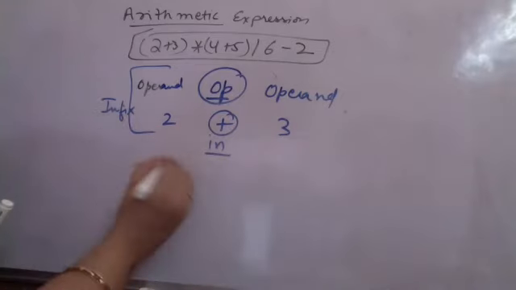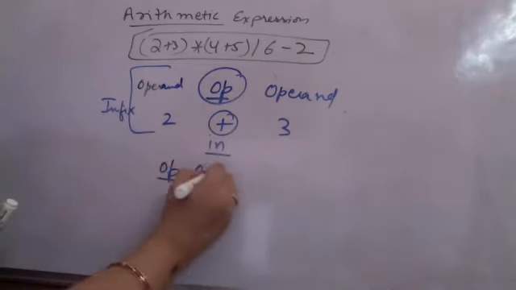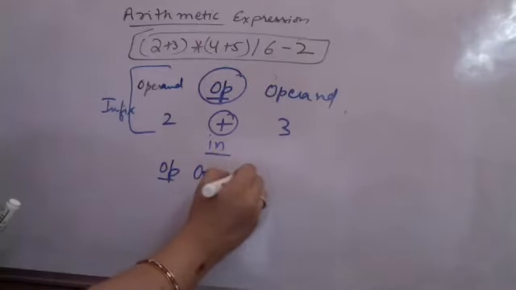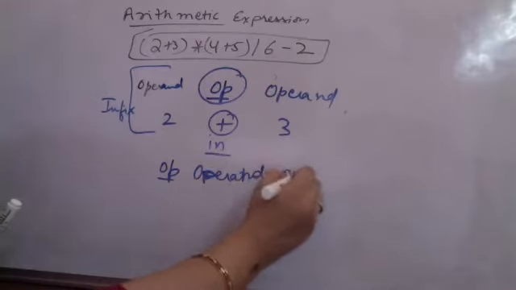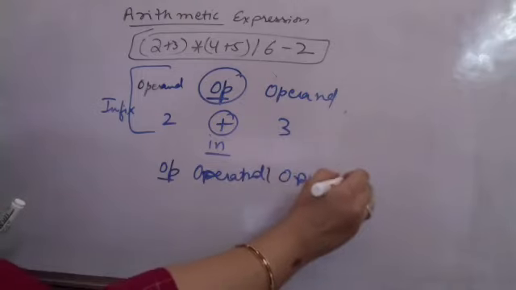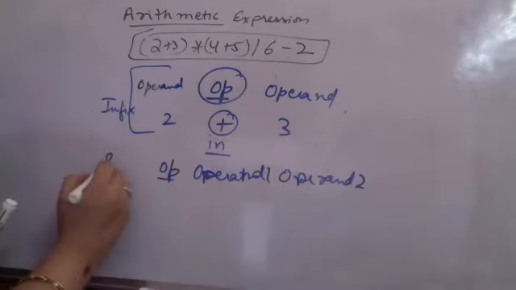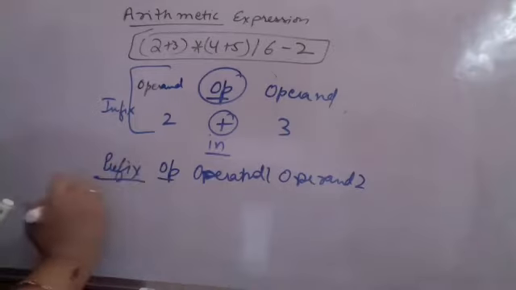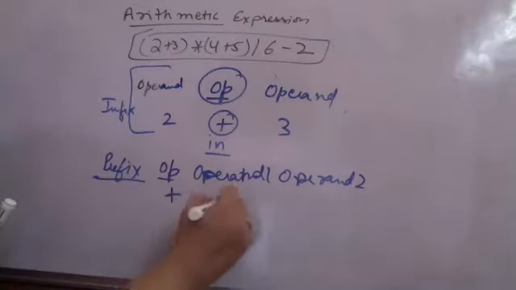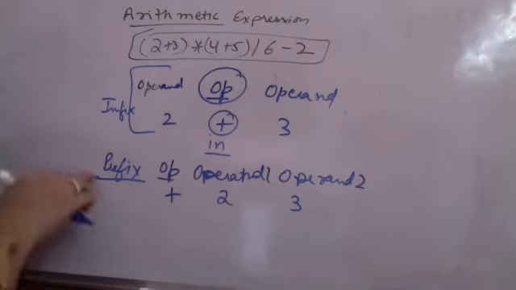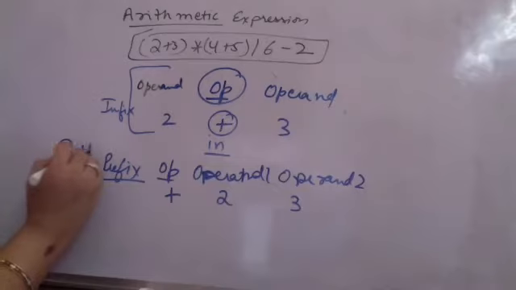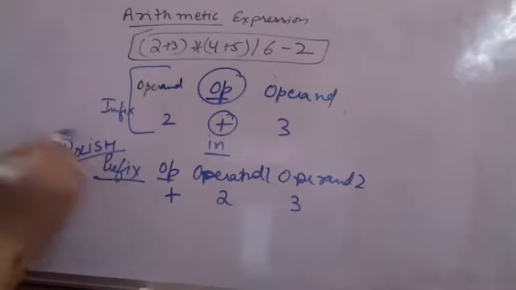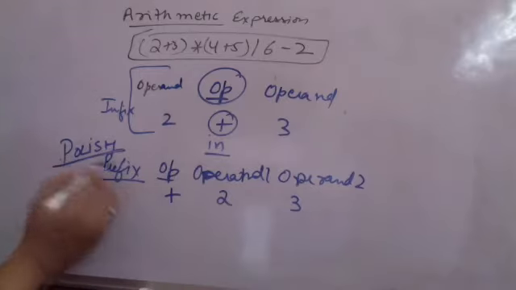When the operator comes before the operands, जब हम ऑपरेटर को पहले लिखेंगे ऑपरेंड से, ऑपरेंड 1, ऑपरेंड 2, such an expression is known as prefix expression. इसका क्या मतलब है? हम प्लस को यहाँ लिखेंगे, फिर 2 लिखेंगे, फिर 3 लिखेंगे. This is prefix, or also known as Polish notation, given by, again named after the scientist, a Polish scientist who gave this, so that is why he named this as Polish notation.